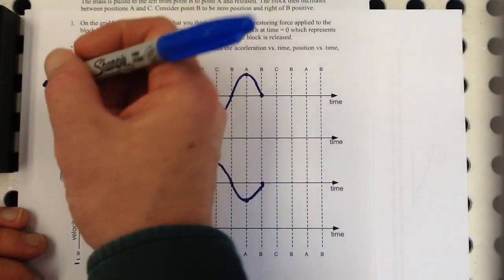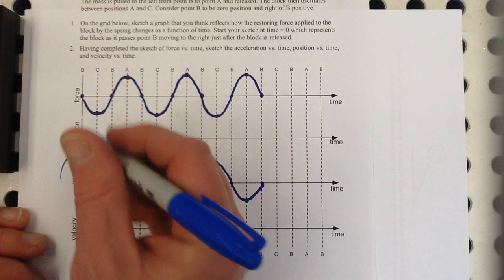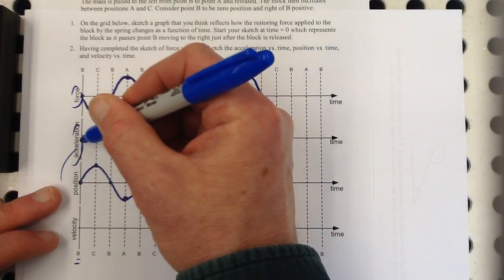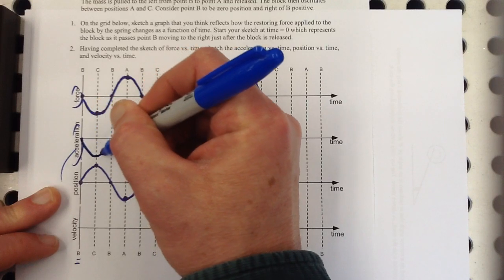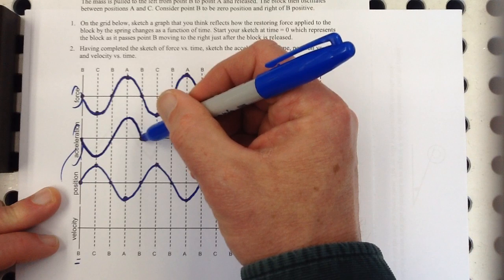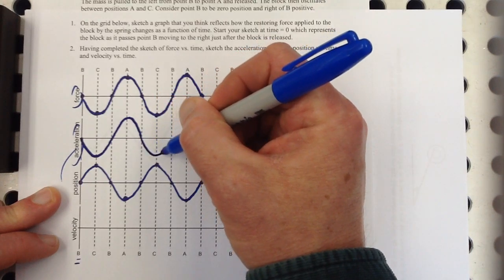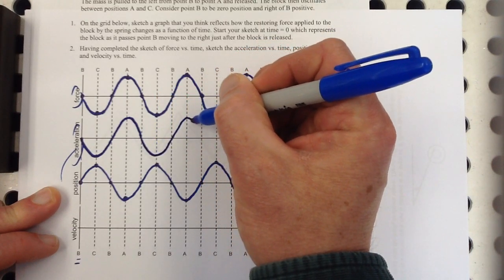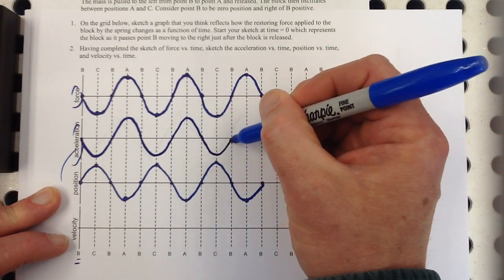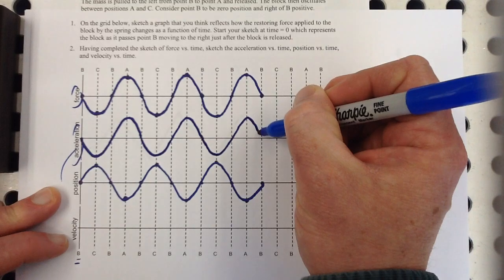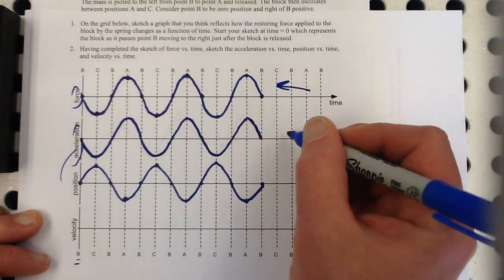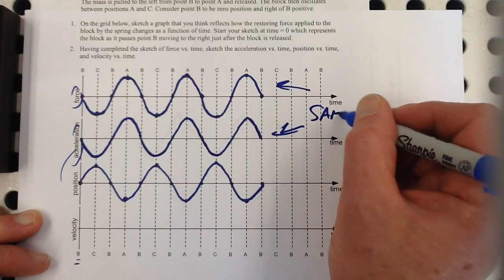Now, unbalanced force is equal to mass times acceleration. So that means the force and the acceleration graphs are going to look exactly the same, because force equals mass times acceleration. Whatever the force graph is, divided by mass, you've got the same thing, and you're dividing by the same number, right? So it's going to be the same.